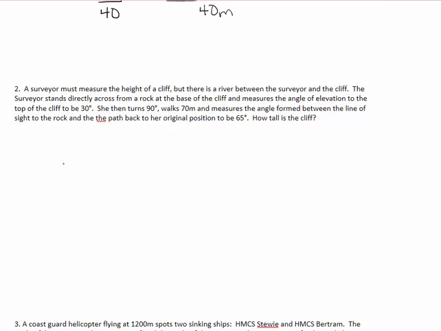So what we have first of all is the surveyor stands across from a rock. I'm going to put an R for rock, and there is a surveyor standing across from it. So I'll put an S there for the surveyor. He stands directly across from a rock at the base of the cliff and measures the angle of elevation to the top of the cliff to be 30 degrees. So to the top of the cliff, all the way up to the top of the cliff there, to be 30 degrees.